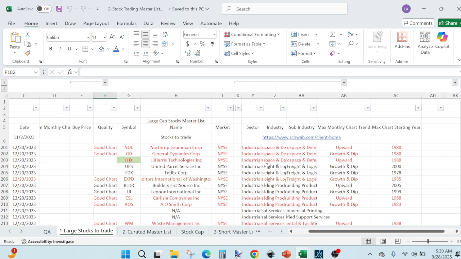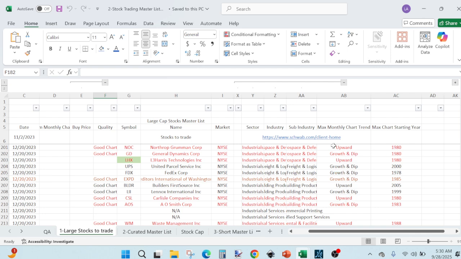Then you will analyze the stocks. When you analyze them, first you want to know for how long they have been public. You can find that on Charles Schwab as well. When you click on the company chart on Charles Schwab, you'll be able to find how far back it goes, and I just like to copy that and add it here. Then you'll analyze the chart.